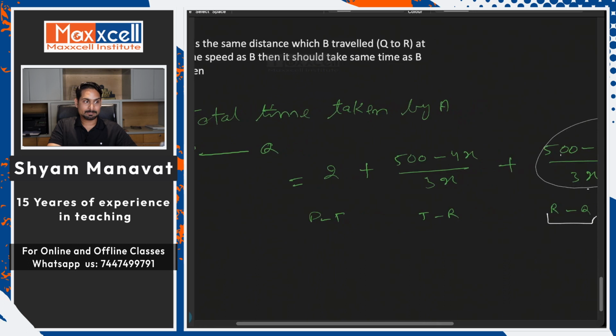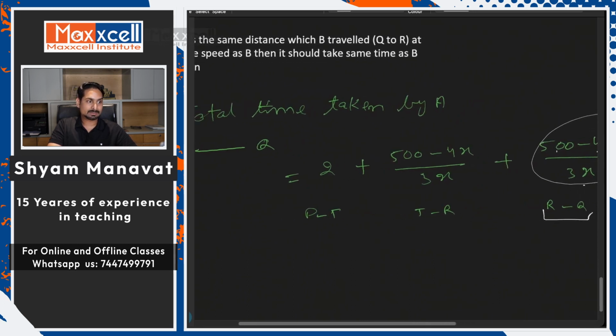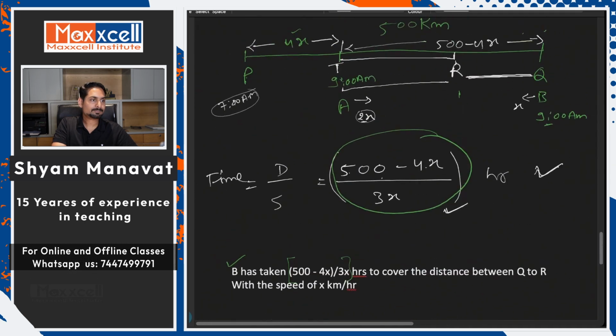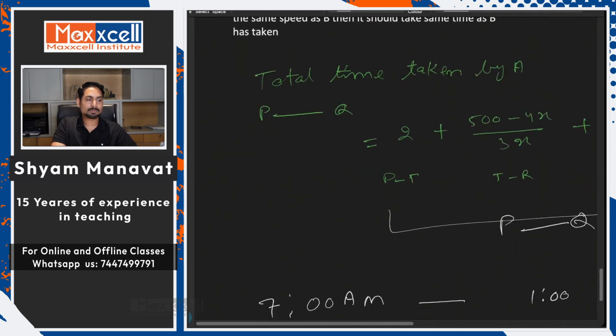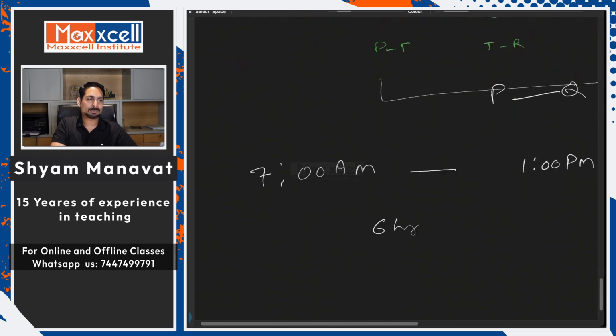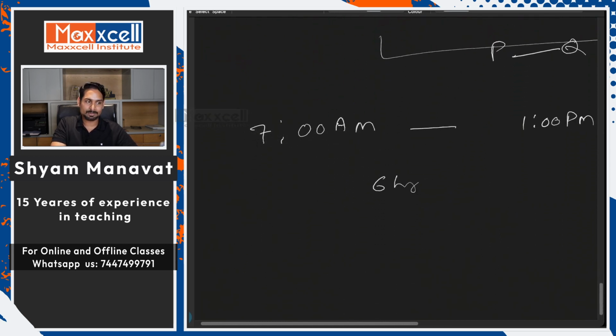So this is the total time P to T, T to R, R to Q. So this is the total time P to Q, right? Now as per the question, A started at 7 a.m. and has reached point Q at 1 p.m. This is given in the question. Don't ask me how many hours difference between 7 a.m. and 1 p.m. Come on guys, you are intelligent enough. So the difference is 6 hours.